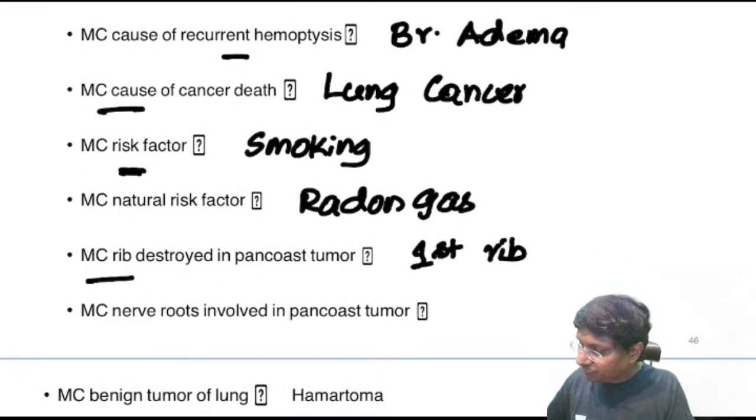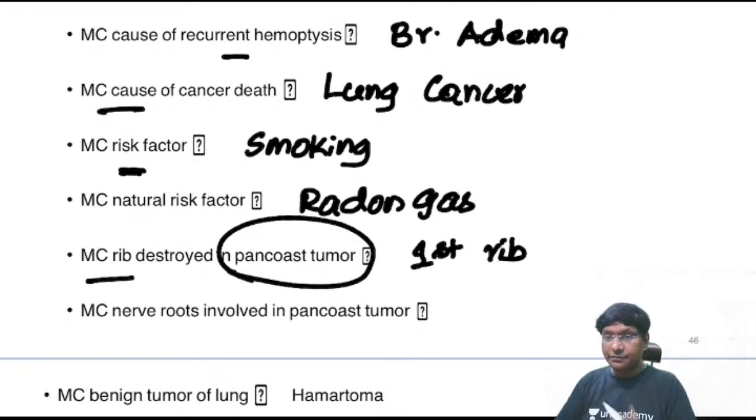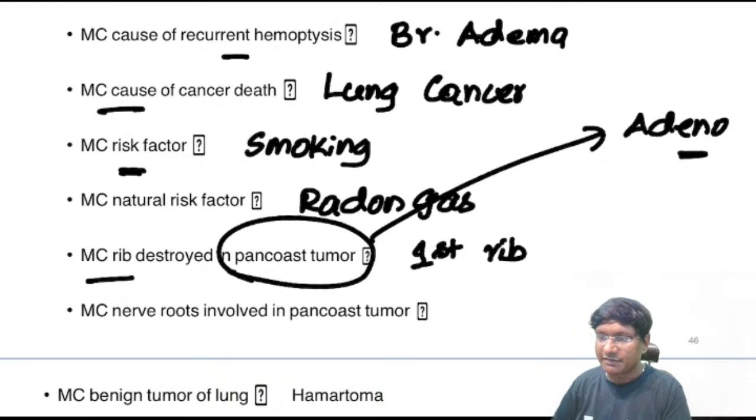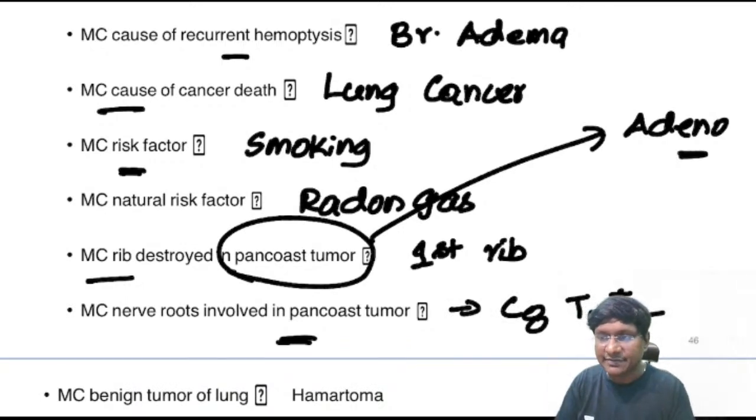Now the question is, which type of bronchogenic carcinoma will make the individual develop a Pancoast tumor? Any one of you? This Pancoast tumor is very commonly seen in adenocarcinoma. Very good, Priya Thakur. And what are the most common nerve roots involved in Pancoast? They will be C8, T1 and T2.